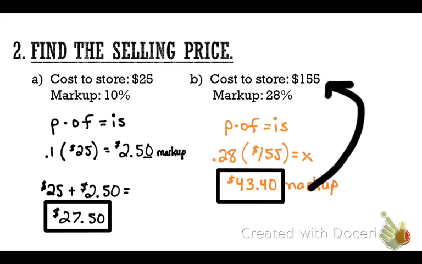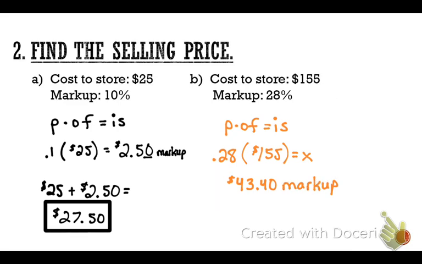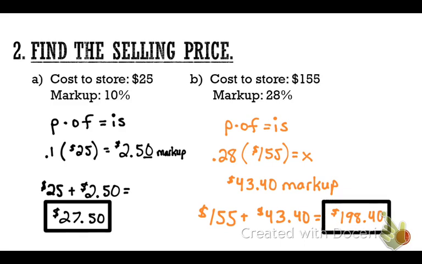So how do I find what the selling price would be? You add them together. So we're going to add together $155 and the markup price that we just found, and this will give us our selling price. All right, Brody, what'd you get? $198.40. Okay, so do you guys see the difference between the way that markups and discounts work? Okay, perfect. We're going to go ahead and move on.